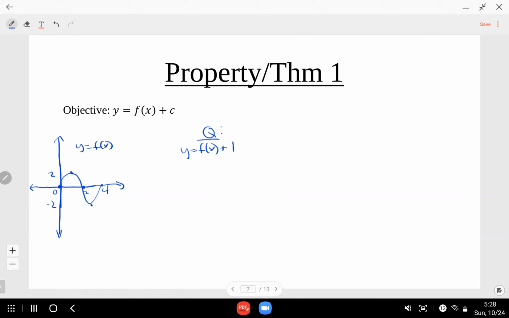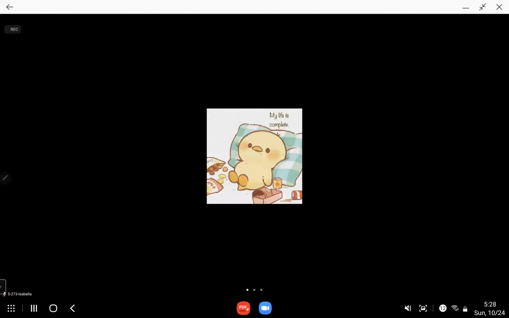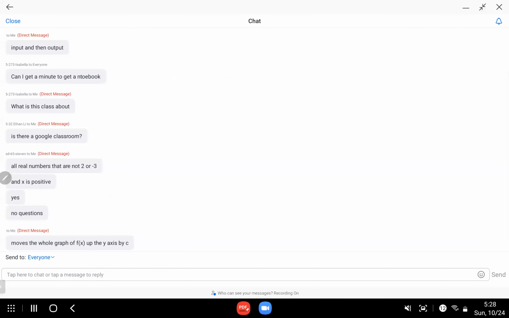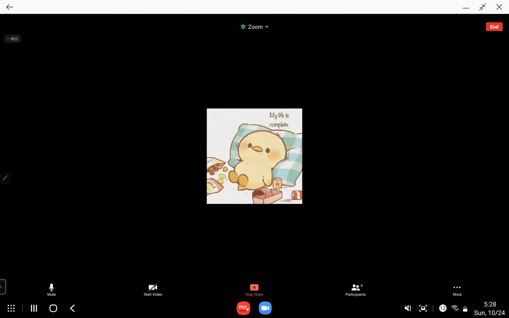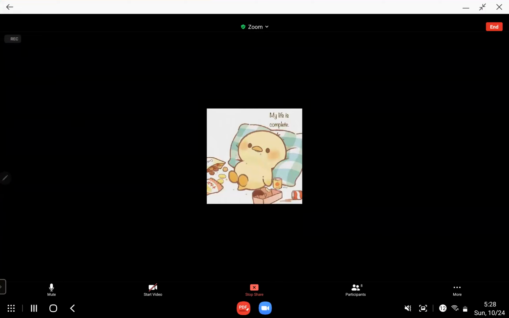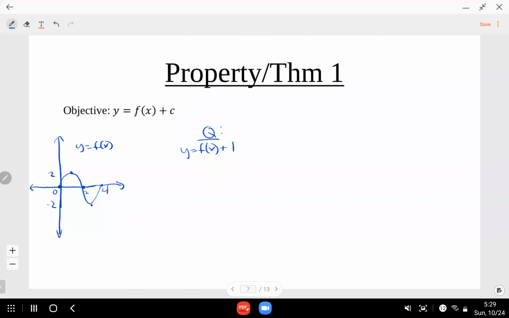Okay, how are we going to do this? All right, it moves the whole graph of f(x) up the y-axis by 1, right? Okay, very good. So let's make a chart. We're going to make a chart here.